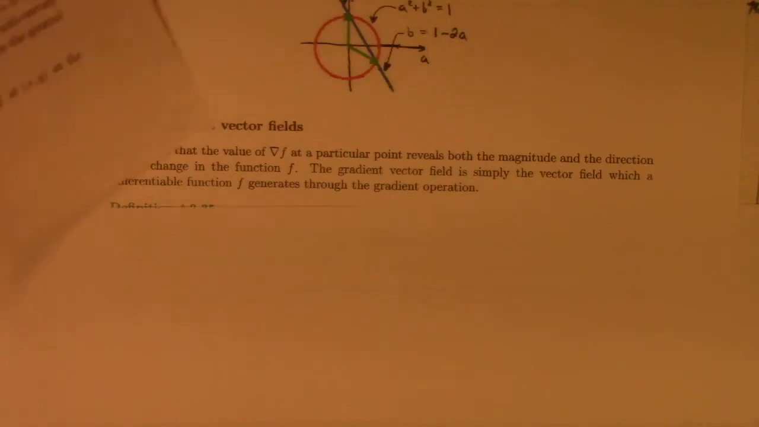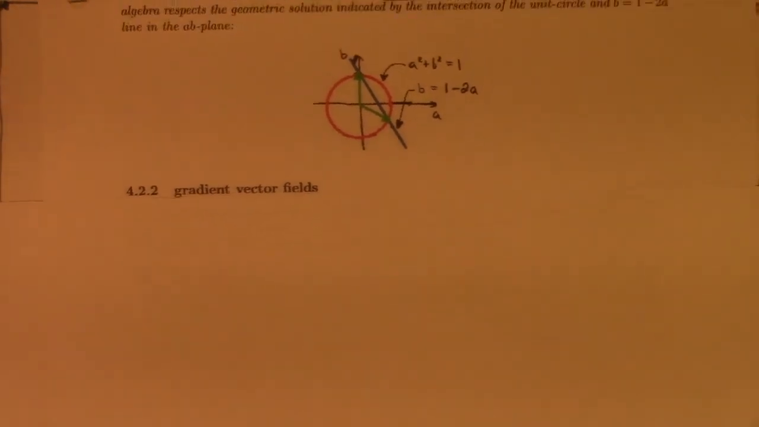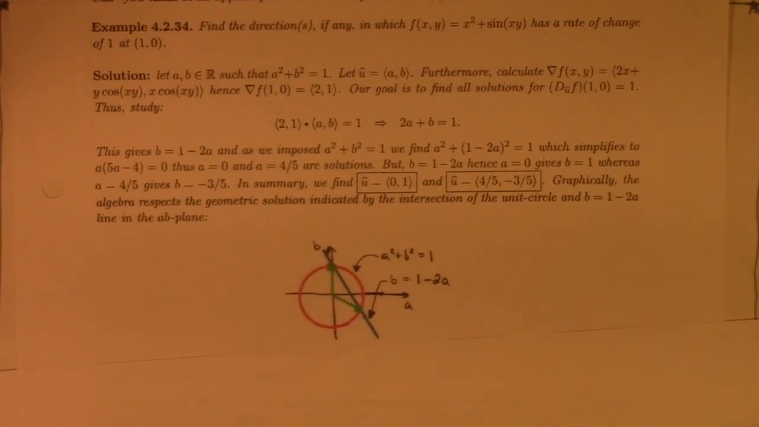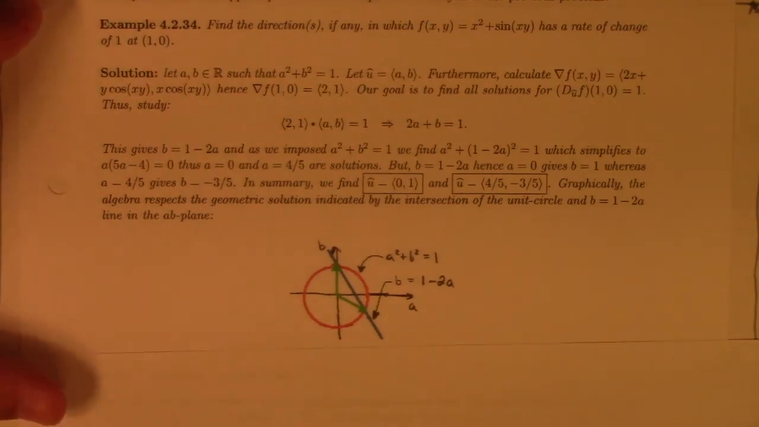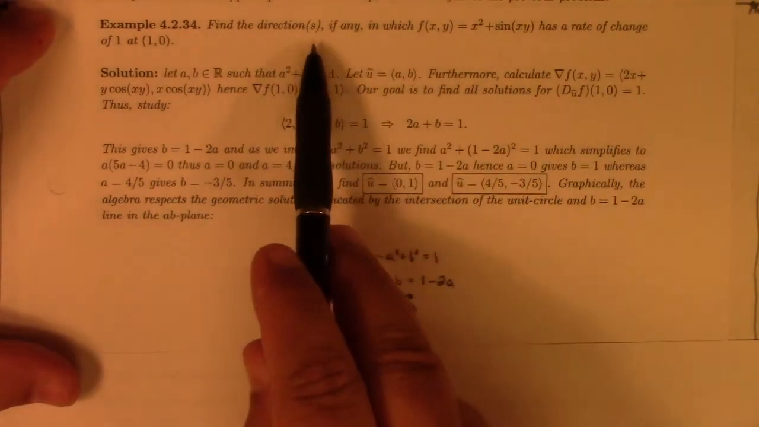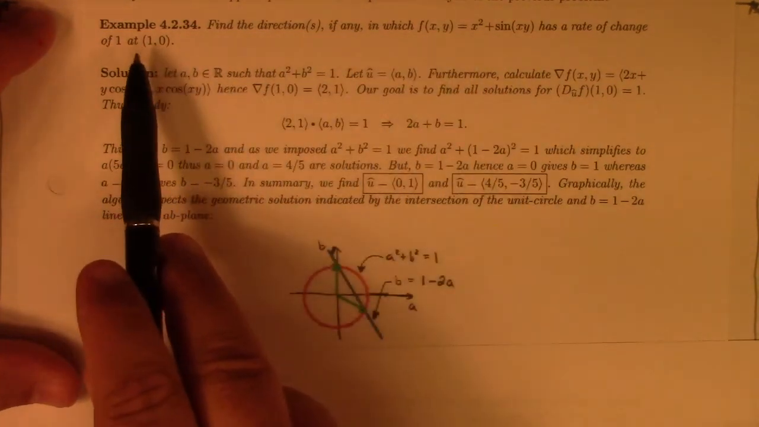And then finally, yet another example, which I'll let you read. All right. And then this last example is kind of cute. It's a common test or homework question I ask. Find directions, if any, in which f of this function has a rate of change of 1.